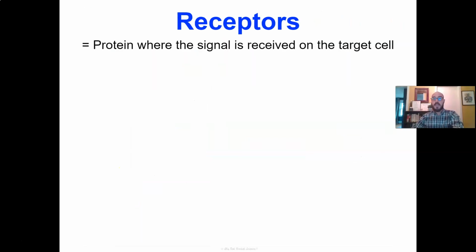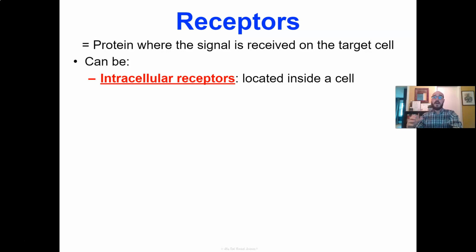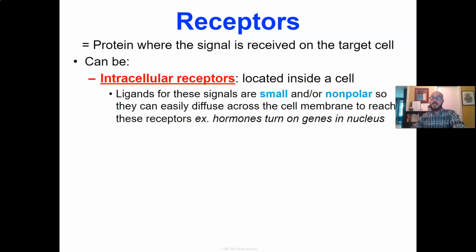The really cool thing about receptors is they generally are proteins where the signal is received and picked up. Remember, in our first example, this is a ligand and my hand would be the receptor. There's a couple different kinds. There's intracellular receptors. Intra means inside, so these are going to be located inside the cell. The ligand for an intracellular receptor has to be able to diffuse across our cell membrane and get inside of our cell.